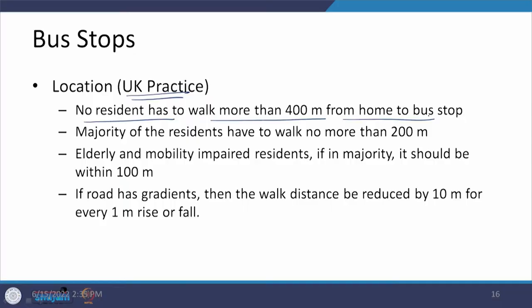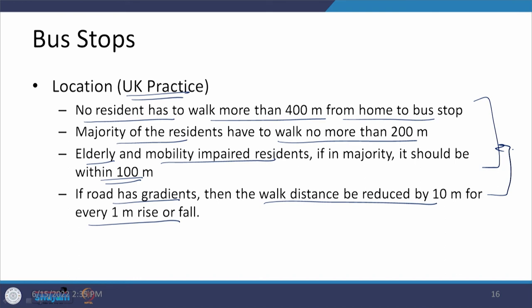The majority of the residents have to walk not more than 200 meters. So, this is another criterion. When there are elderly or mobility impaired residents and the numbers of such people are quite high in a specific area, then that should be reduced to 100 meters. If there is a gradient on the road, though we have said that as far as possible we should provide these bus stops or bus laybys on a flat leveled surface or stretch, but if it is there, then the walk distance should be reduced by 10 meters for every 1 meter rise or fall. So, whatever the values being considered here, the gradient effect will be taken in that sense.